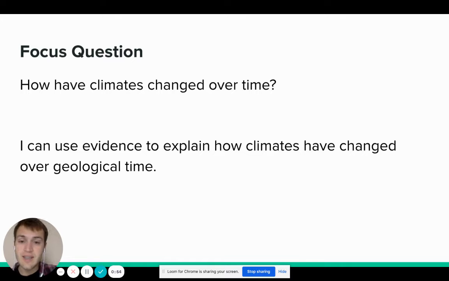The focus question for today is, how have climates changed over time? The learning target is, I can use evidence to explain how climates have changed over geological time. Geological time is referring to really long periods of time in Earth's history. So we're talking about thousands, millions, or even billions of years. And so over thousands or up to millions of years, we're going to explain how climates have changed today.